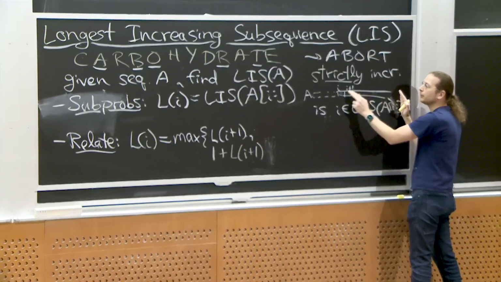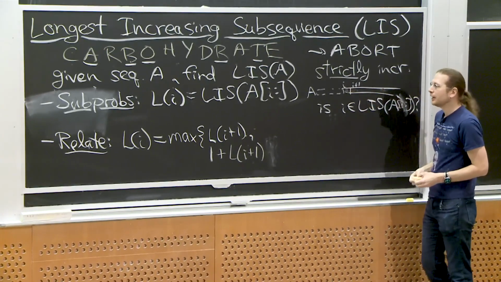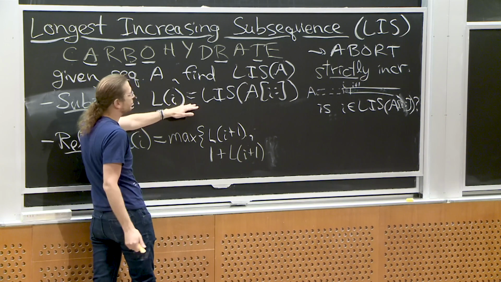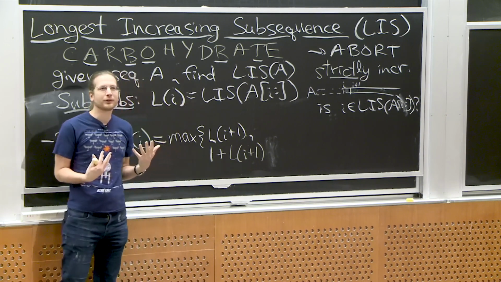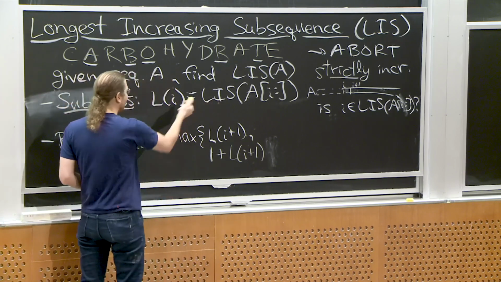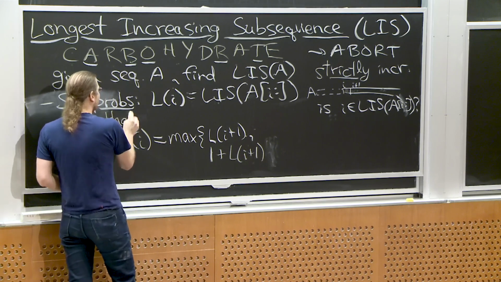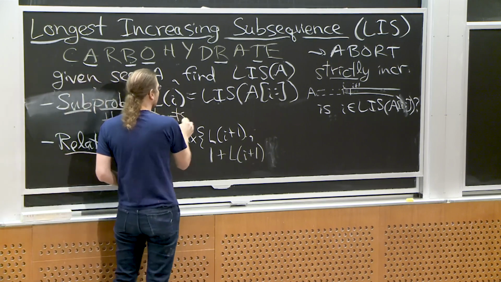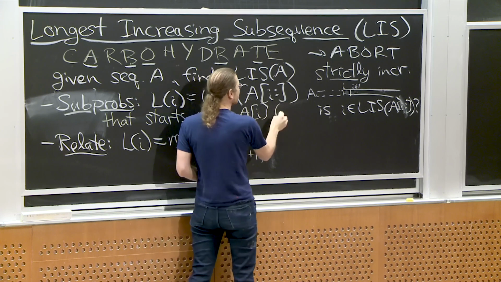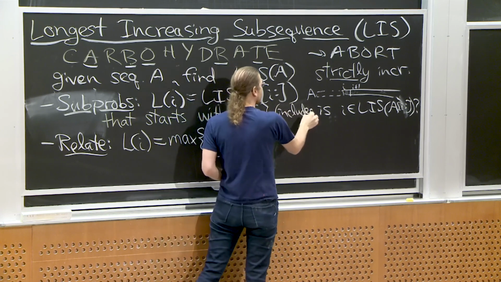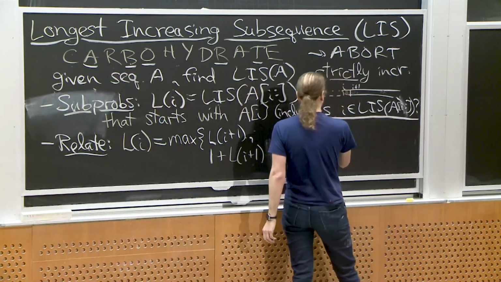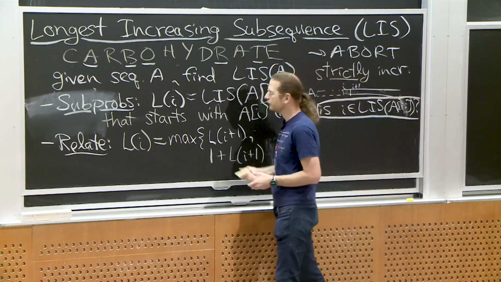If we knew who it was, then we could compare that item to item I. And so what we'd like to do is add a constraint to this subproblem that somehow lets us know where the longest increasing subsequence starts. So what I would like to say is the longest increasing subsequence of that suffix that starts with A of I. So in other words, it includes A of I. OK, this is a bit of a funny constraint.